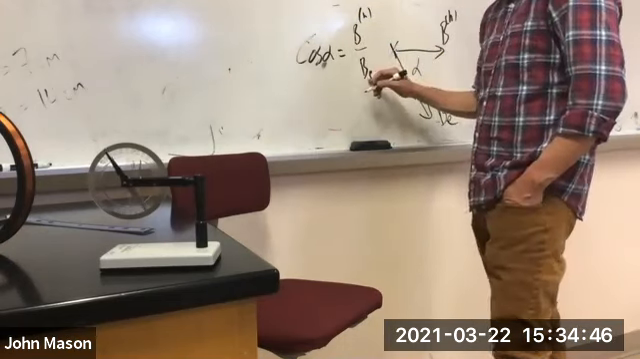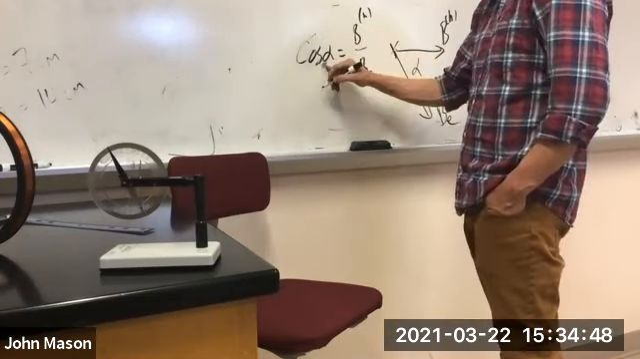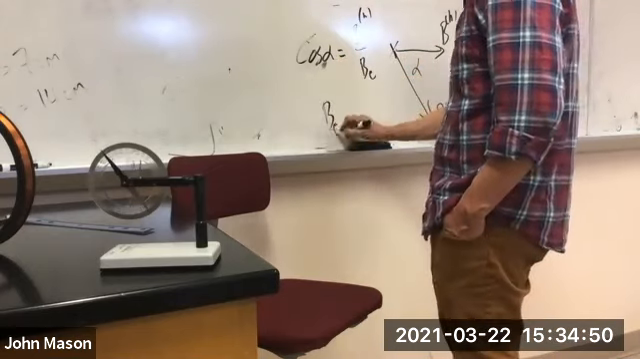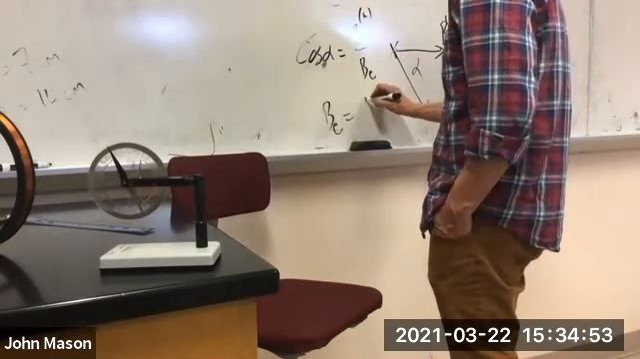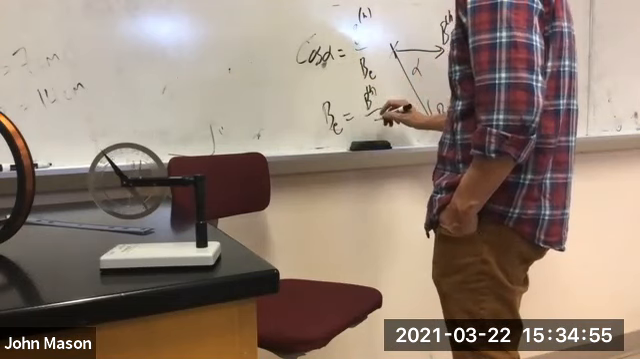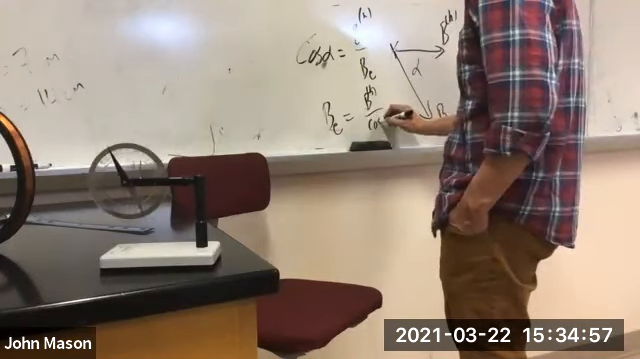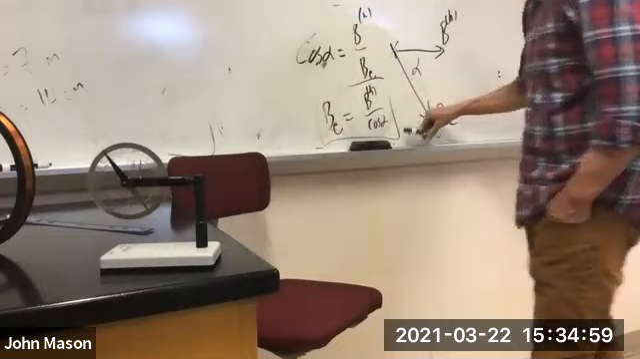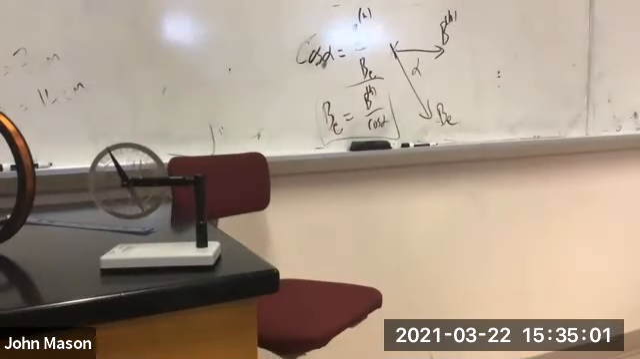So I can calculate the full B field of the Earth knowing the horizontal component and the dip angle, which is 60 degrees. So BE is the horizontal component that we just calculated over cosine of alpha. And that's how you can calculate the full magnitude of the B field of the Earth.